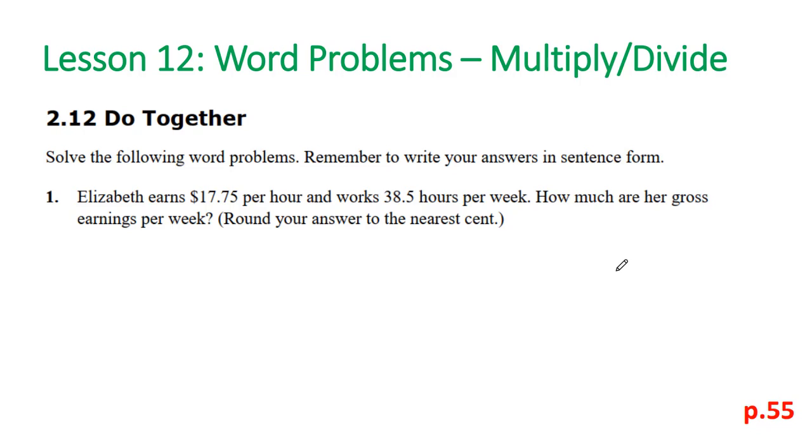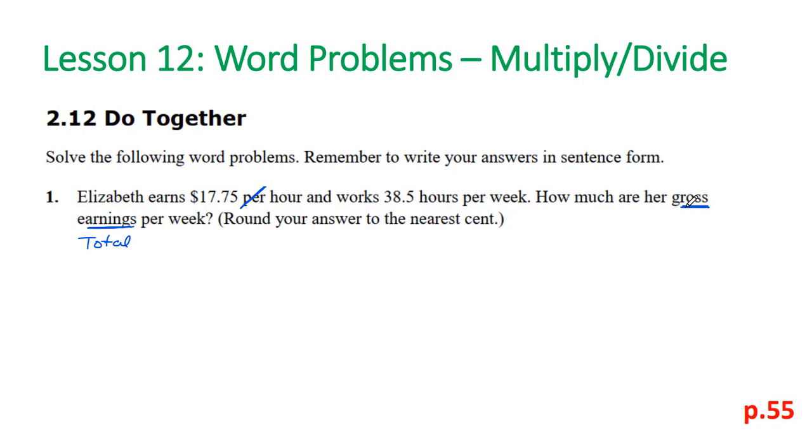Now, number 1 is about Elizabeth and how she's earning $17.75 per hour. She's working 38.5 hours per week. How much are her gross earnings per week? Well, I would say most of us have had a job in the past or are working now. So we're pretty comfortable with the situation here. Every hour is the same, and she's working the same number of hours per week. And we want the gross earnings, which is before taxes. So we want the total.